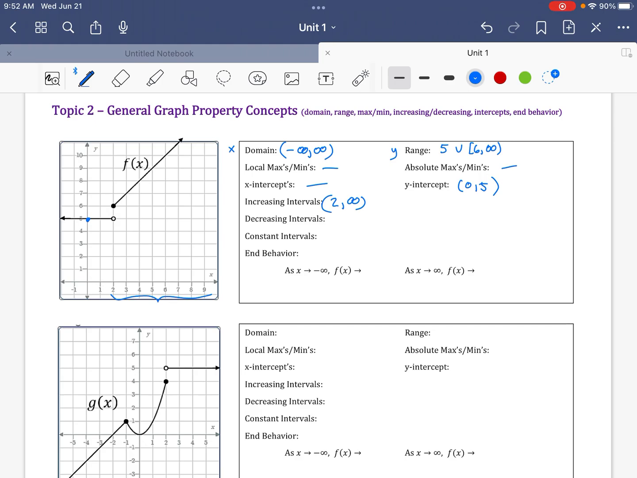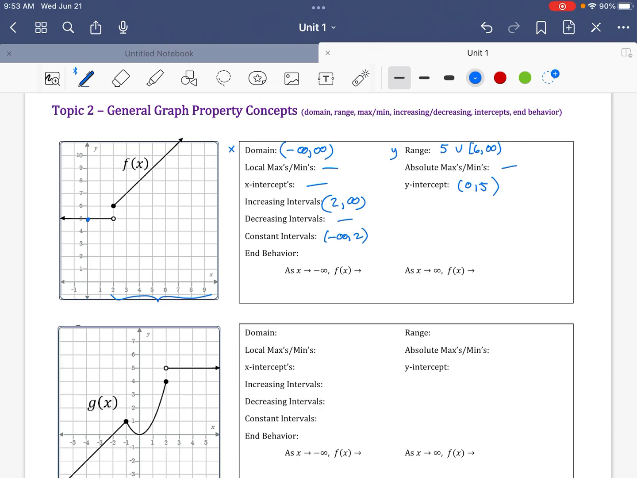All right, decreasing. So decreasing means a negative slope. This graph doesn't have anything with a negative slope. And constant intervals, looks like this graph remains constant. A constant is where you have a flat slope, like a slope of 0, right? You're constantly at the number 5 here. You never change from 5. So this happens from everything behind 2, so from -infinity to 2.